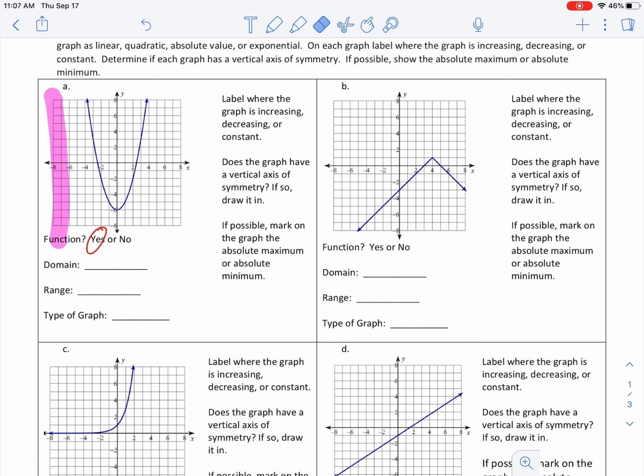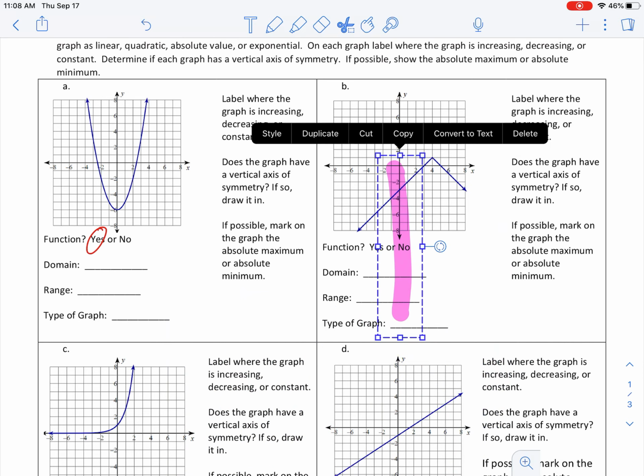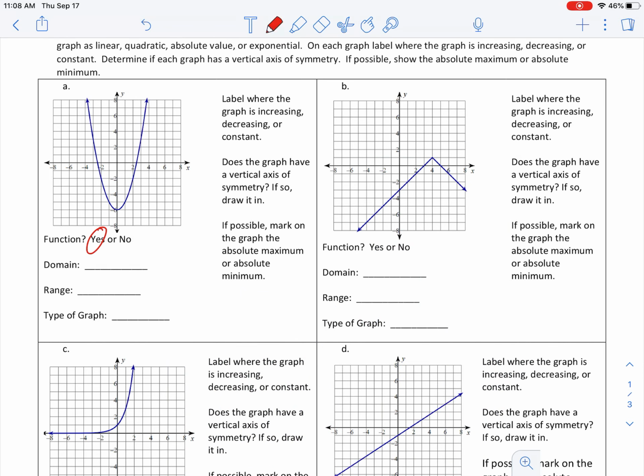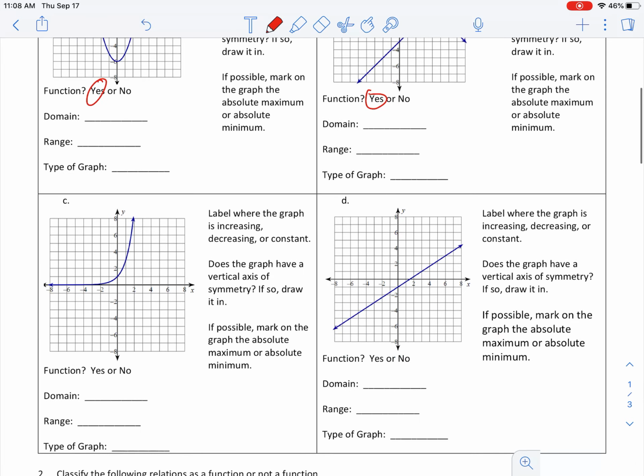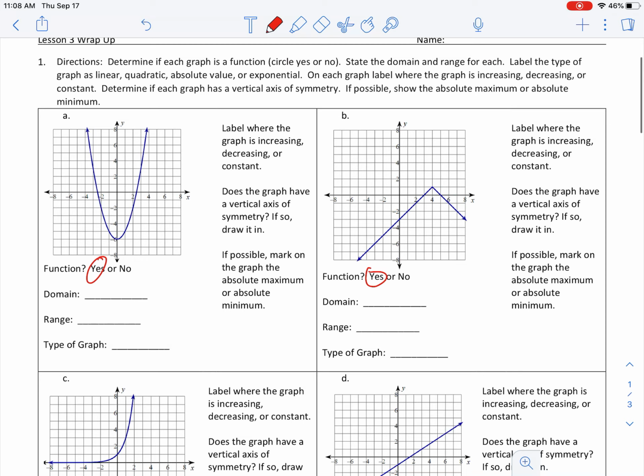Letter A, it is a function. Passes the vertical line test. One more time, vertical line test. Drag a vertical line, your finger, your pencil across it vertically as long as it passes it at one point at a time. Function, function, and this is a function, okay? We are good to go. These are all functions.